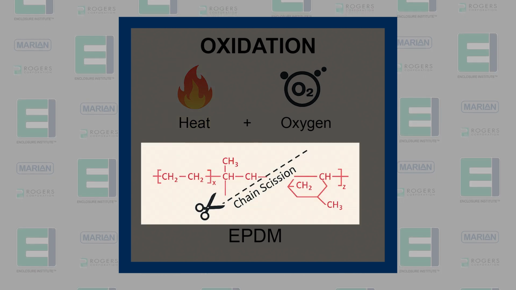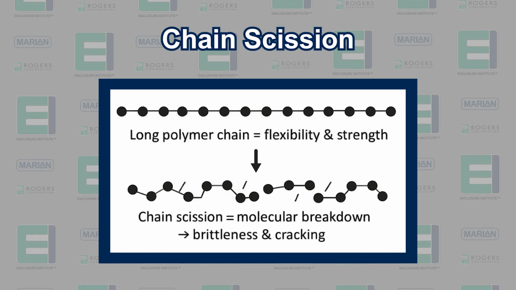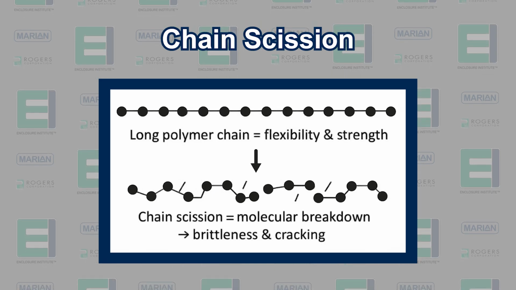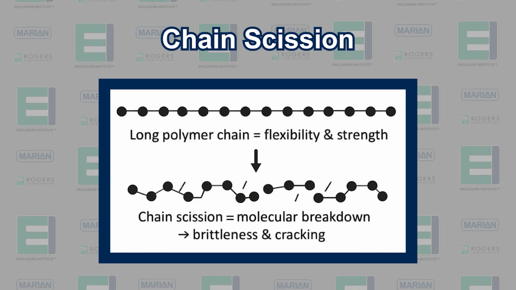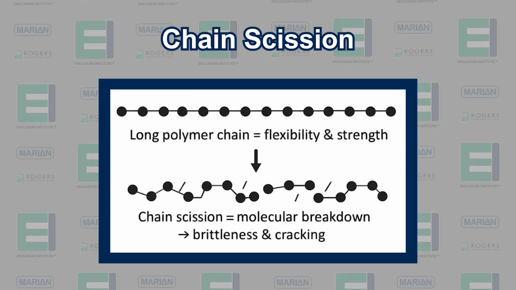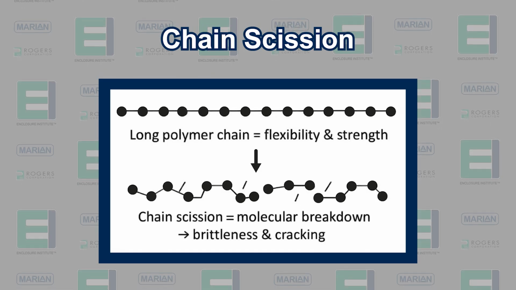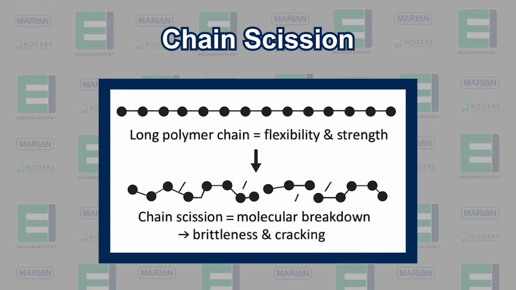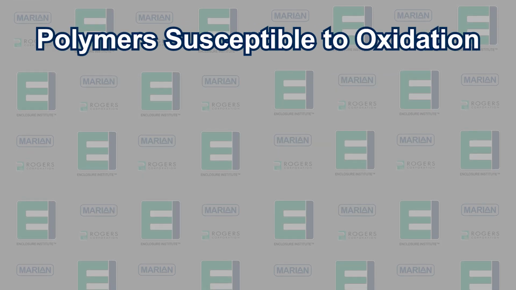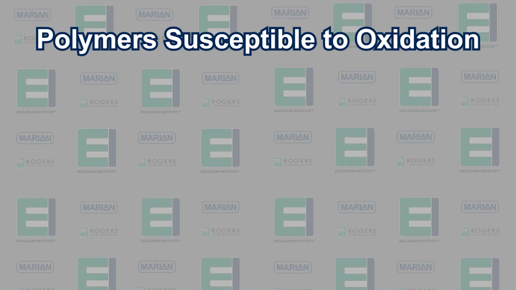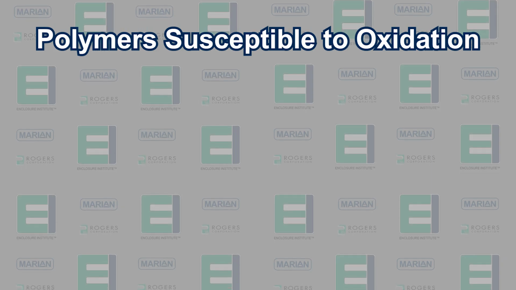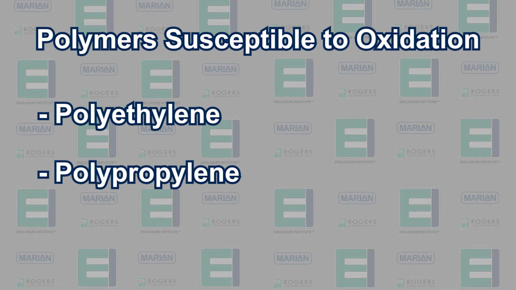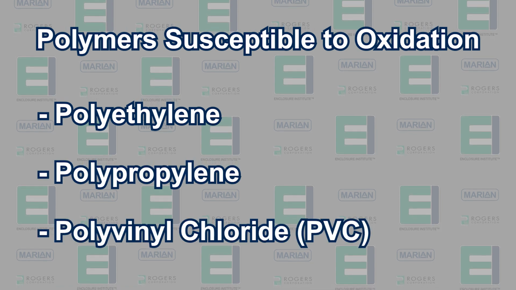Oxidation in foam gasket materials occurs when polymers react with heat and oxygen, leading to what is called a chain scission. A chain scission is a breakdown of the polymer's backbone. This causes the foam to become brittle and harder. Long-term, it can develop surface cracks and could eventually crack completely. Materials with unsaturated bonds like EPDM and nitrile are more prone to oxidation. According to the publication Science Direct, polymers that are particularly susceptible to the negative effects of oxidation include polyethylene, polypropylene, and polyvinyl chloride, or PVC.